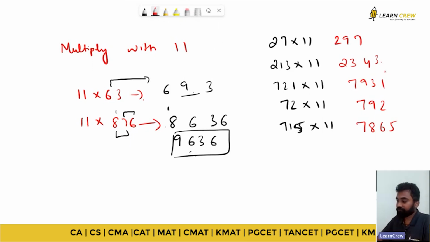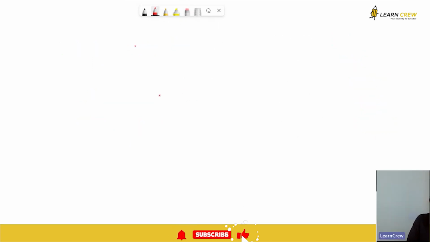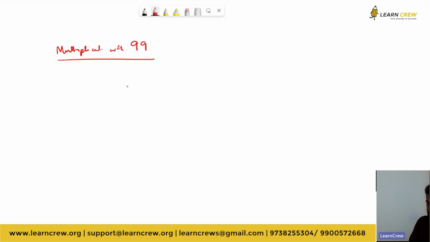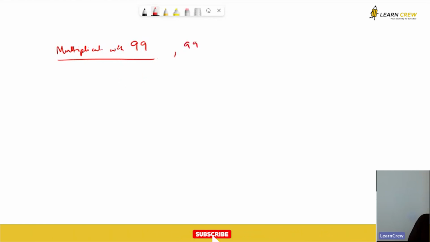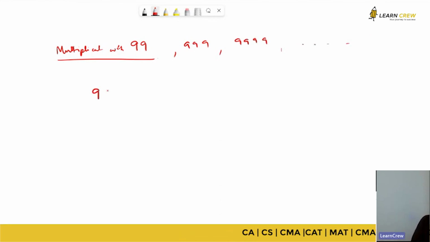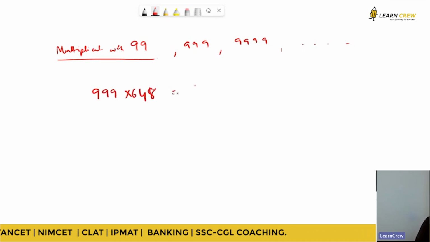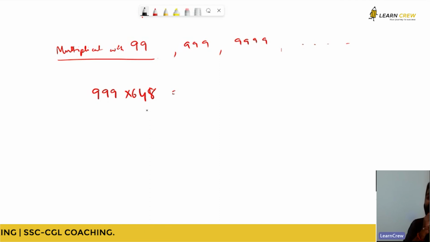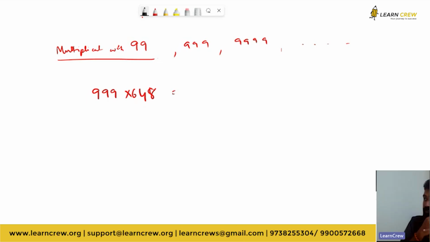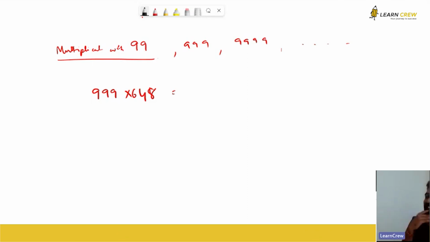Next, when you want to multiply with 99, or it can be 999, or 9999, or it can keep on going, whatever it is. If I want to multiply something like 999 into 648, what's the answer? It will become a 6-digit number. When you multiply a 3-digit number by 999, it becomes a 6-digit number. It cannot be 4.